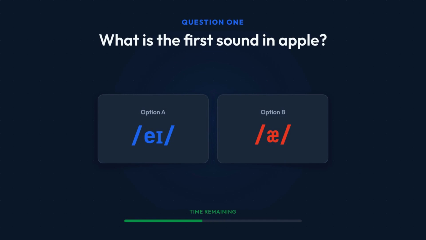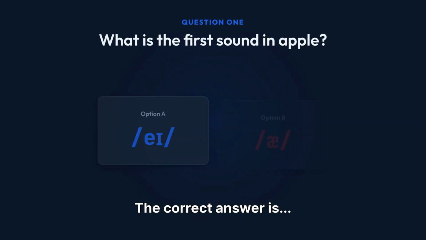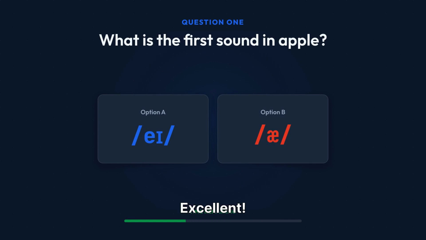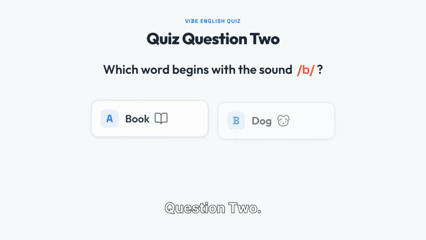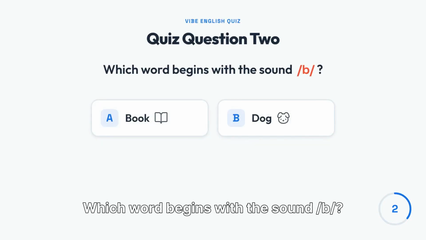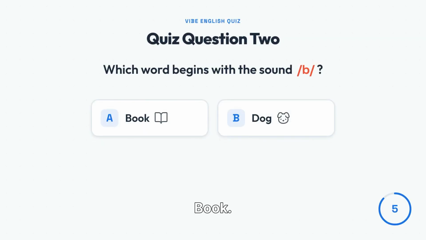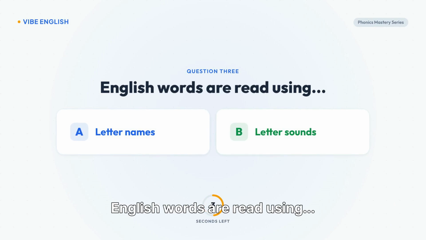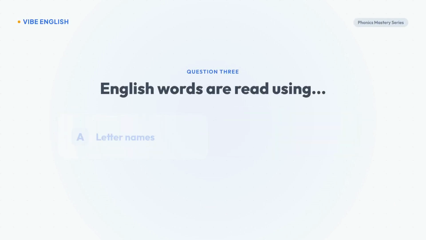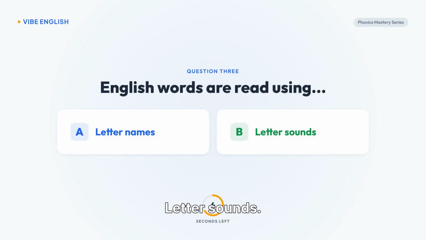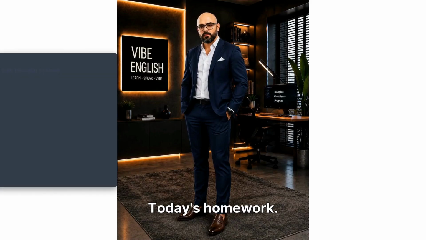Question 1. What is the first sound in apple? A, "ay." B, "a." Pause the video. The correct answer is B, excellent. Question 2. Which word begins with the sound b? A, book. B, dog. Correct, book. Question 3. English words are read using A, letter names, B, letter sounds. Correct, letter sounds. Fantastic.